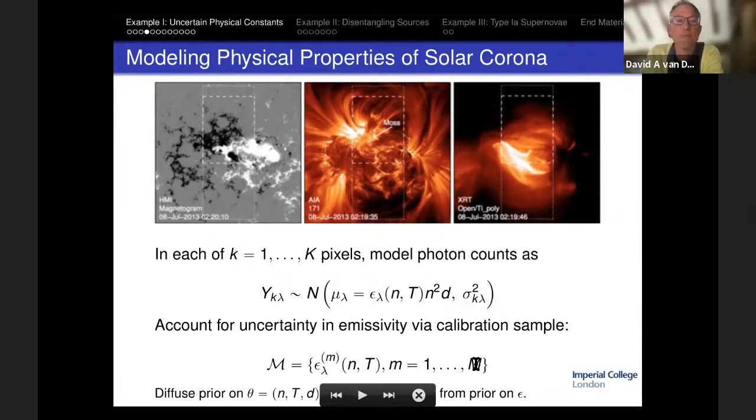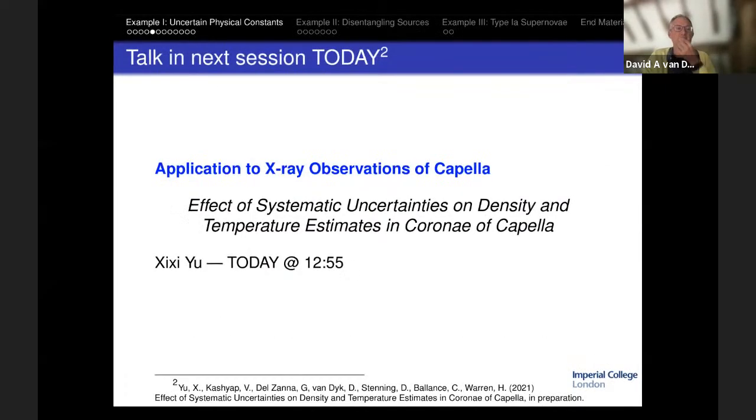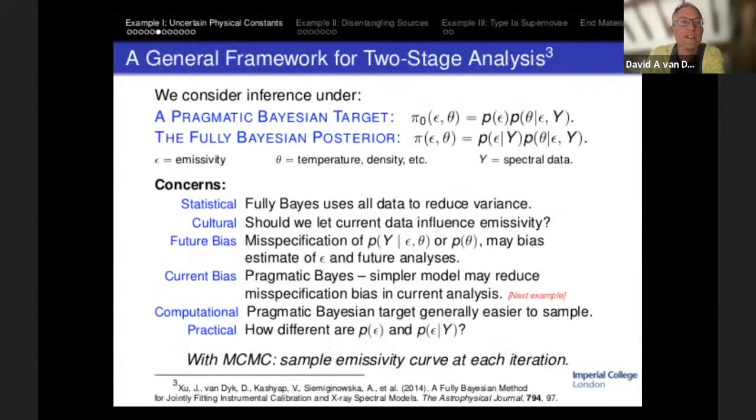Just a quick note that if you come to the next session, you'll see one of my former PhD students, who's going to be using similar methods to this in an X-ray analysis of Capella. And she'll be looking a little bit more at the science, where I'm looking at the methodology here.